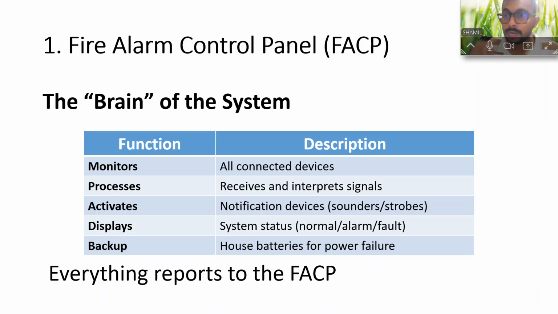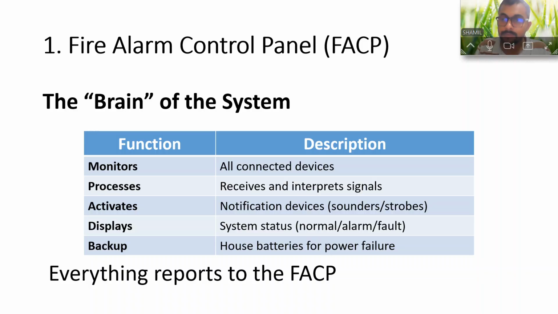So let us see what functions a fire alarm control panel performs. The first function is monitoring. Whichever devices are connected to the fire alarm control panel, the panel will be monitoring their status. The second one is processing. The fire alarm control panel will be receiving and interpreting the signals from the devices. Each device will be constantly communicating with the panel, and the panel will be interpreting the status of these signals.